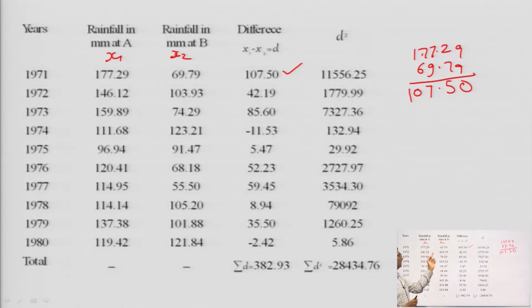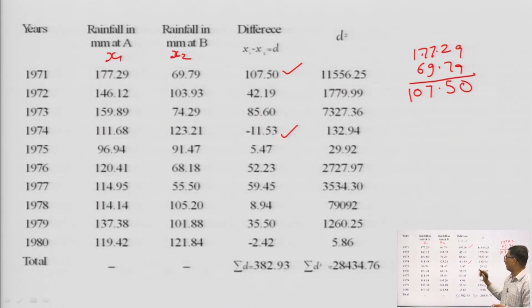Now, we find the difference of this 42.19, 159.89 minus 74.29 equal to 85.60. For year 1974, we find the difference 111.68 minus 123.21, and this will be equal to minus 11.53.